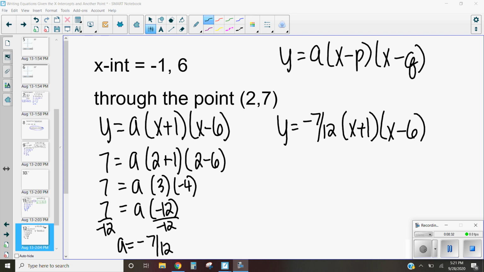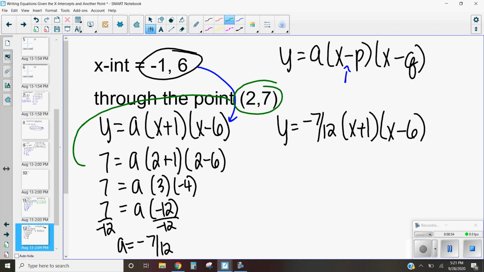Okay, hopefully you've had a chance to go over this one on your own. So we start by taking our x-intercepts, and we want to plug them right into our formula here. So I plugged them in and I got y equals a times (x plus 1), because remember our equation has a minus here, so we want to switch the sign, and (x minus 6). And then I took my point and I substituted in the x and y values so that I can solve for a. Now I substituted them in and I simplified it, and I ended up getting a equals negative 7/12.